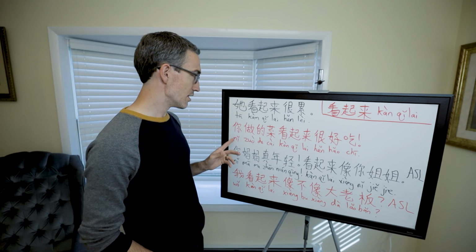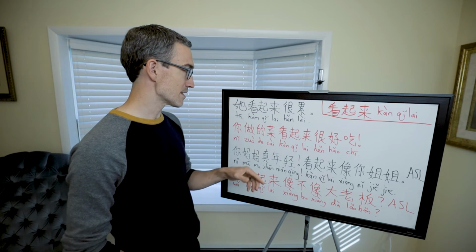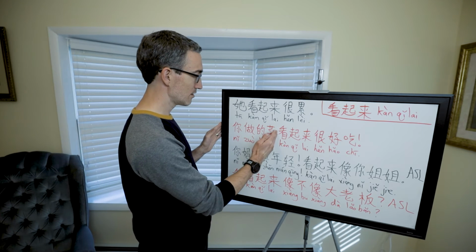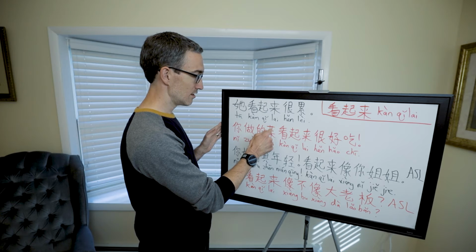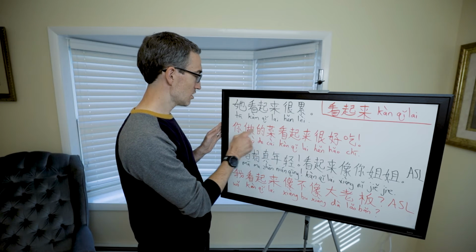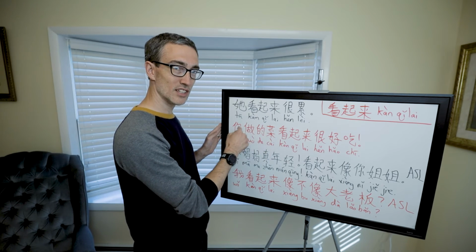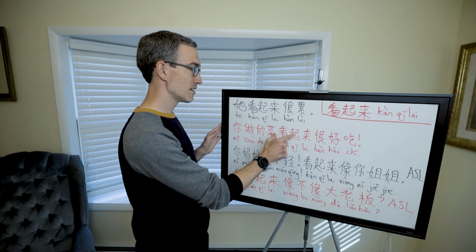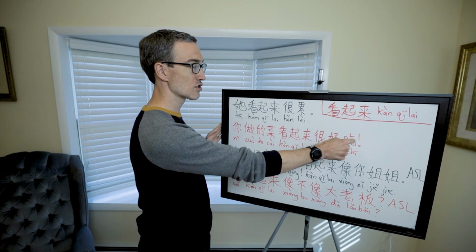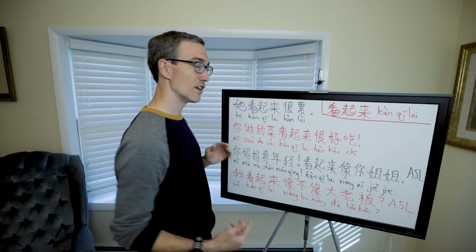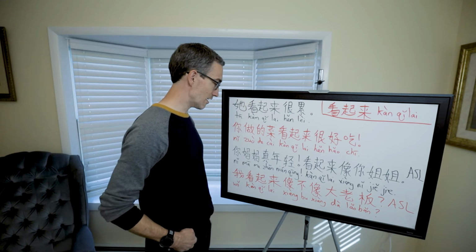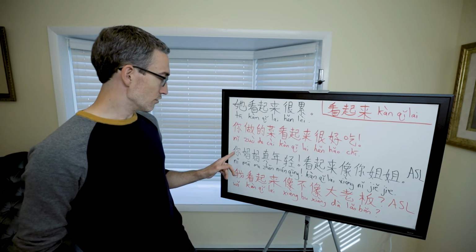That's a simple one. Here it's a little bit more complex, but it's the very same idea. 你做的菜, so that's the noun. 菜 is dish. 你做的菜, the dish that you made. 看起来 looks 很好吃, very tasty. So the dish that you made looks really good or really tasty.